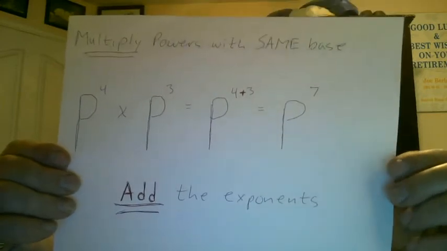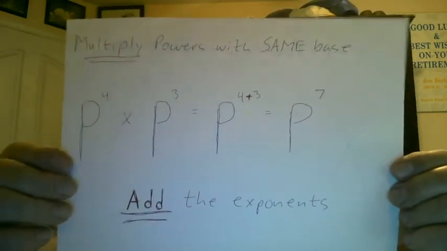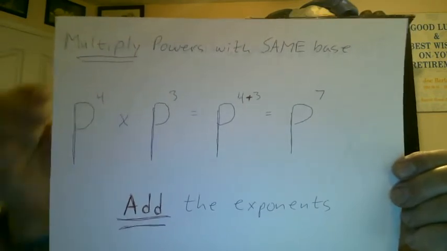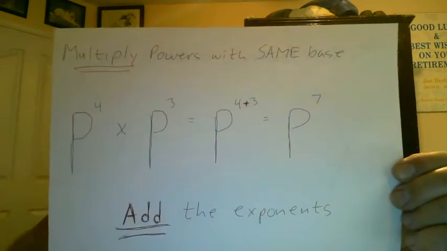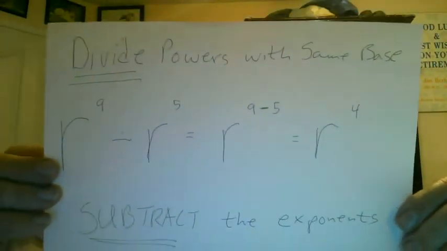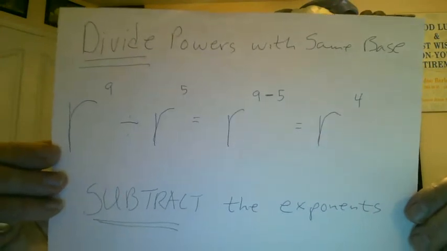Now remember, they have to be same base. Must be same base. All right. So now that we've taken a look at multiply, what do you think divide would be? If multiply was add, divide must be subtract. You're right.